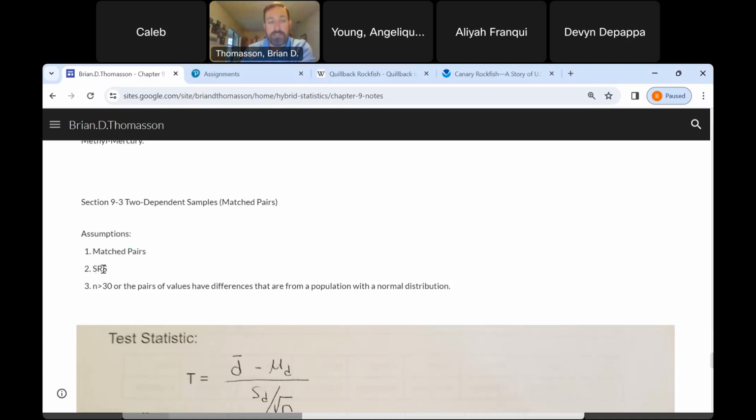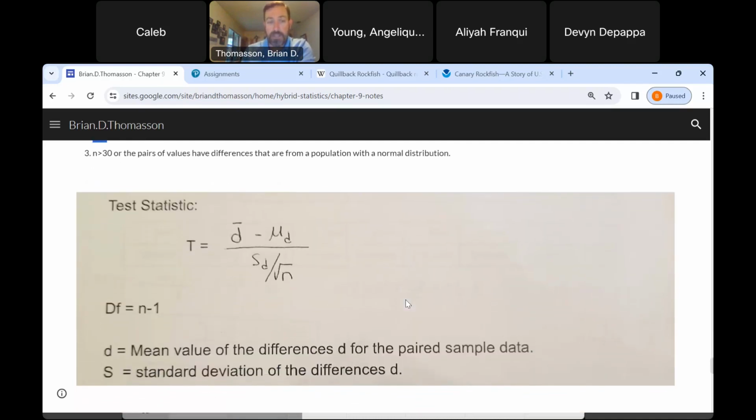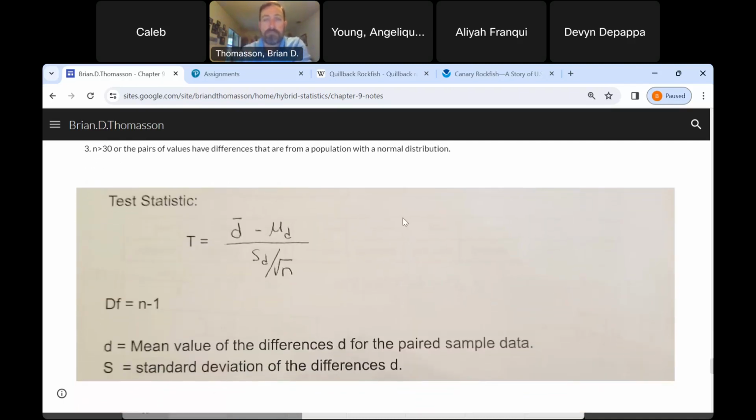We have to have a randomly selected group, a simple random sample. The group has to be above 30, or the pairs of values have differences that are from a population with a normal distribution. So the difference between before and after weights would have to be normally distributed. Okay. Now we have this test stat.